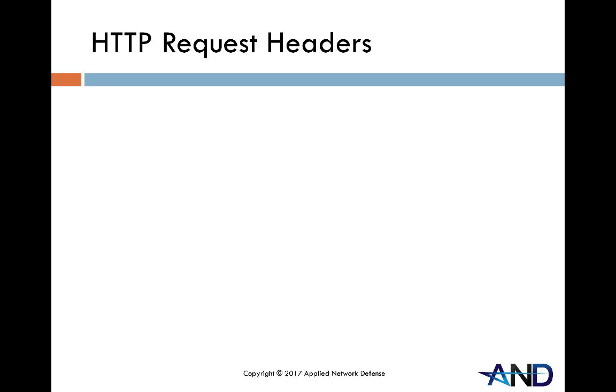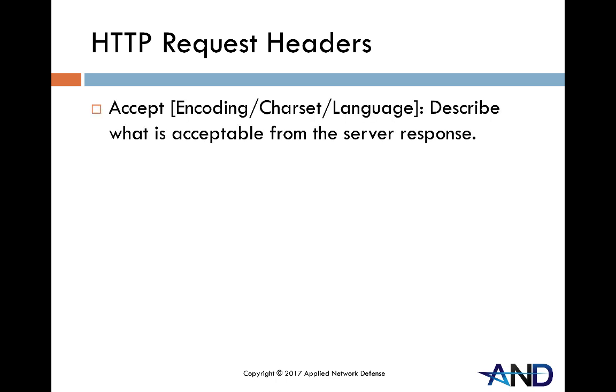The next couple of headers I want to talk about relate to the content of the request that's being sent and the data that's anticipated to come back. First, we have the concept of accept headers, or accept request headers, and this really encompasses quite a few different things. I've highlighted a few of those here. We have accept encoding, accept character set, accept language, and they basically describe what is acceptable from the server in regards to a response.